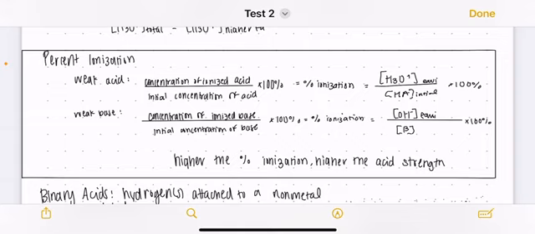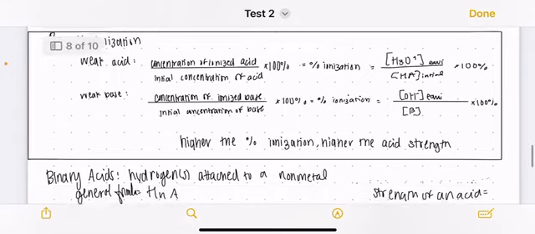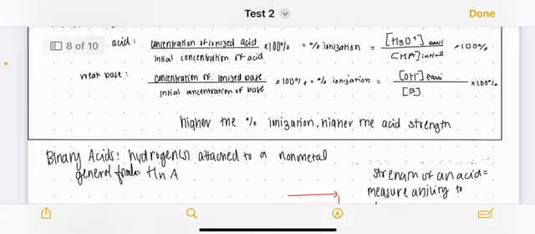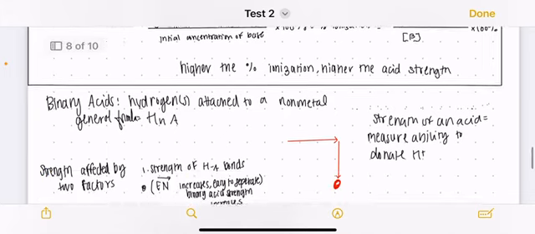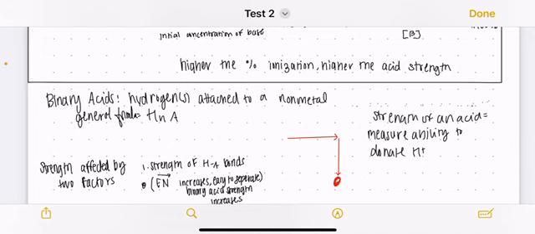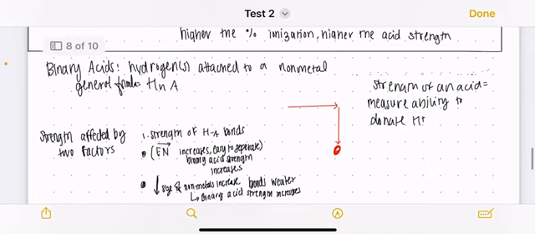For weak acids, percent ionization is the concentration of ionized acid divided by the initial concentration of acid times 100. This may look like the concentration of hydronium ions divided by the initial acid concentration times 100%. For a weak base, the concentration of ionized base divided by the initial concentration of base times 100 is equal to the percent ionization, and it looks like hydroxide concentration divided by the initial B concentration times 100. And the higher the percent ionization, the higher the acid or base strength.